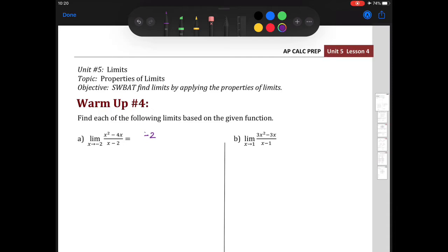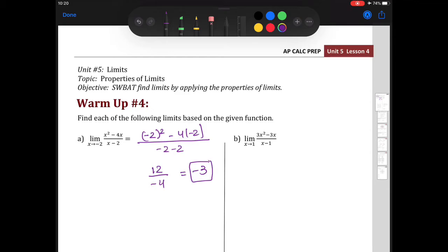So I'm going to do (-2)² minus 4 times -2 over -2 minus 2. So what do I get? In the numerator, it's 4 plus 8, which is 12, over -4, which is -3.